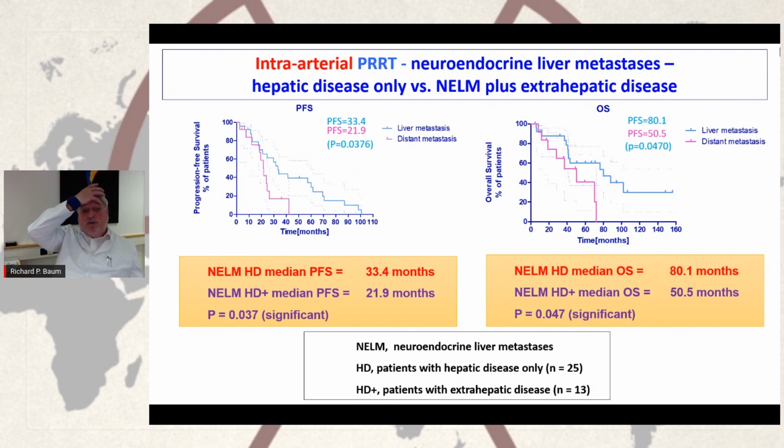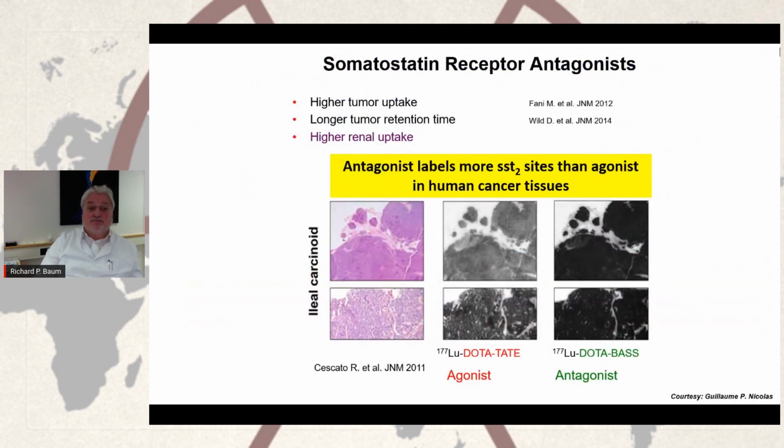Now, we have performed a number of treatments and compared intraarterial versus systemic in patients with neuroendocrine liver metastasis only, and in patients with extrahepatic disease present. And first of all, you see that intraarterial therapy is much more efficient. And secondly, that people with liver metastasis only live much longer.